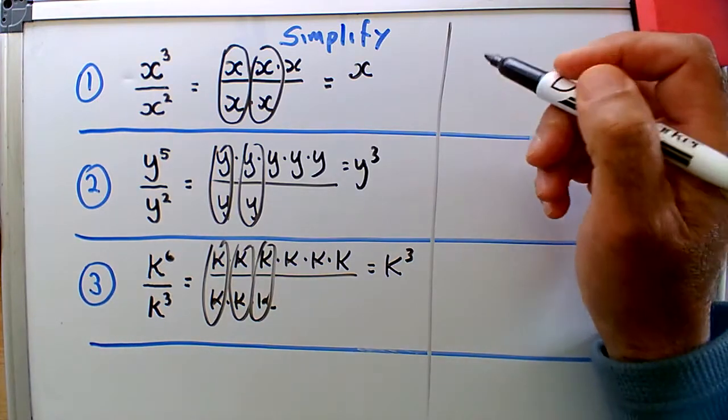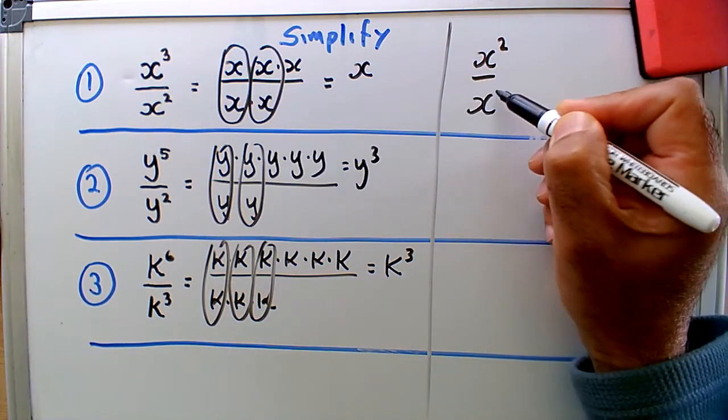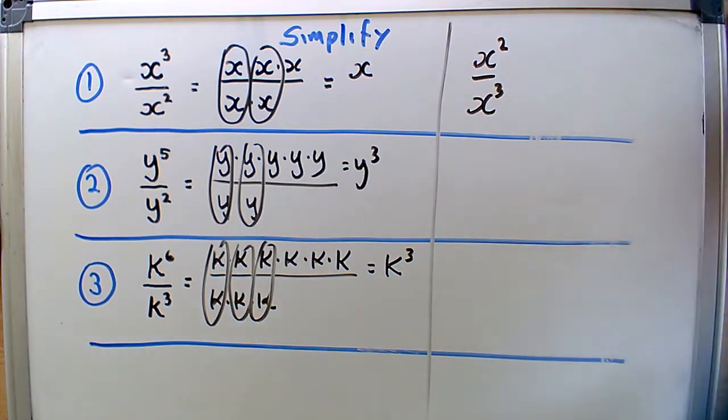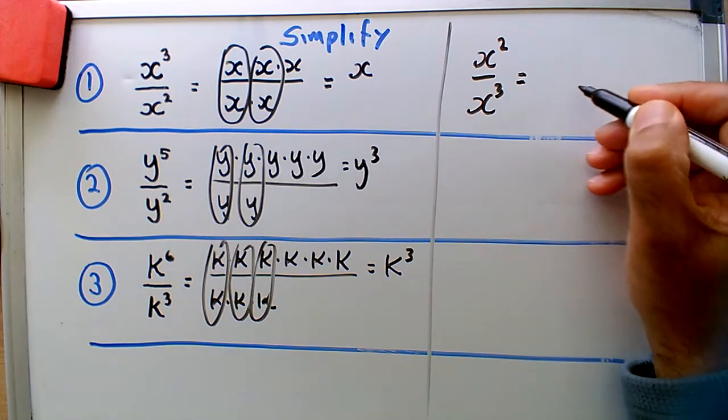Now, what would happen if I had x to the power of 2 on top and x to the power of 3 on the bottom? What would that give me? Well, obviously that would give me x on the bottom.